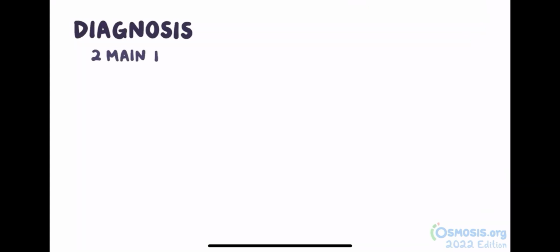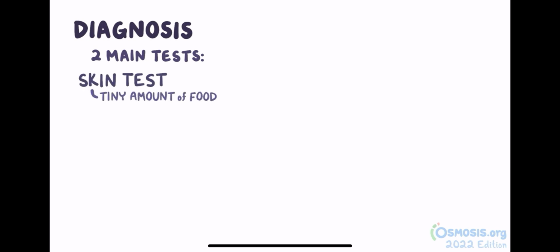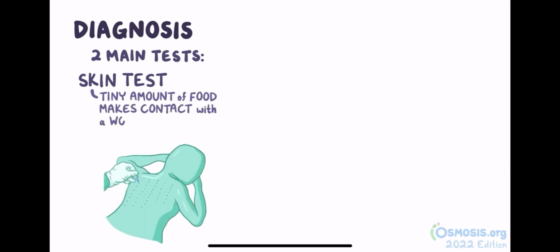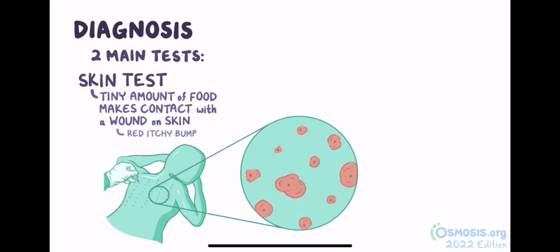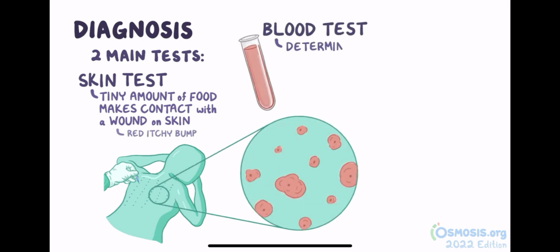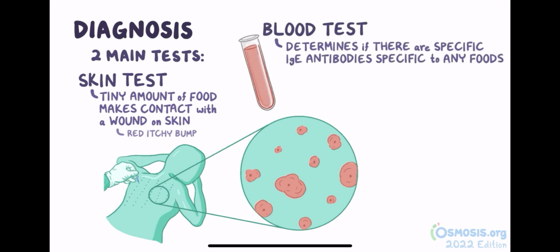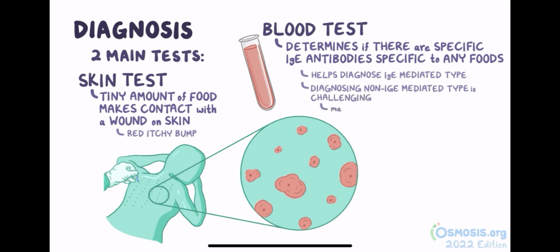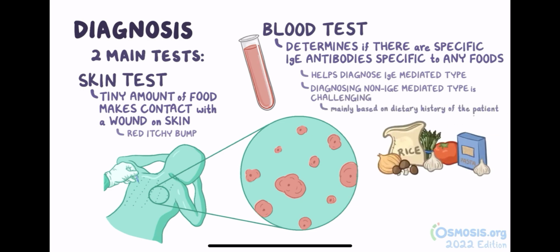There are two main types of tests to determine if a person has food allergies. First, there's the skin test, where a tiny amount of the food the person is allergic to makes contact with a wound on the skin. If an allergic reaction occurs, a red itchy bump appears on the skin. Second, there are blood tests that can determine if there are antibodies in the blood that are specific to any particular foods. This helps diagnose the IgE-mediated type. Diagnosing the non-IgE-mediated type is much more challenging, and it's mainly based on the dietary history of the patient.